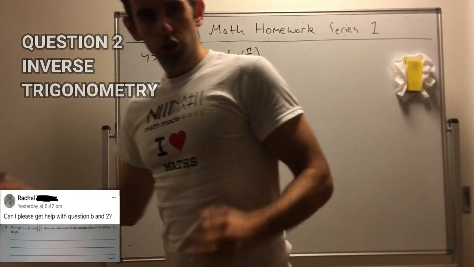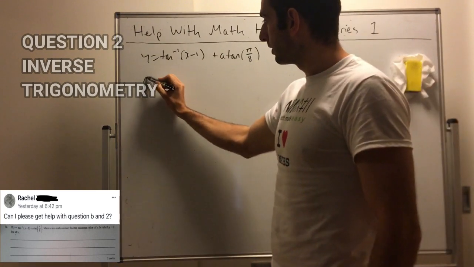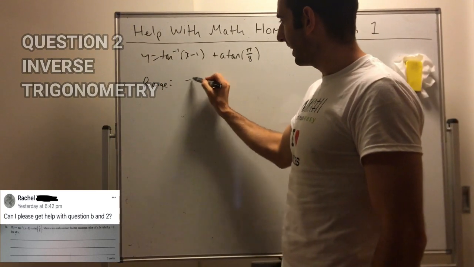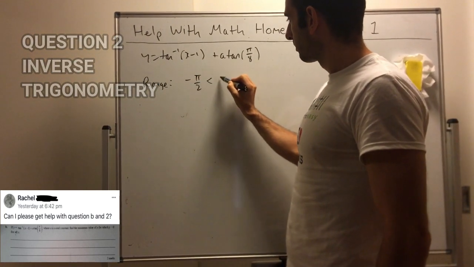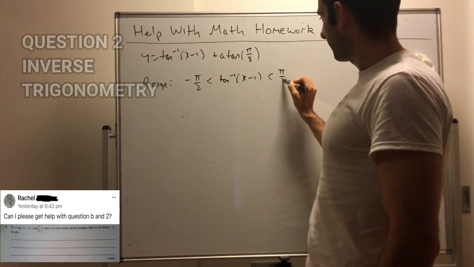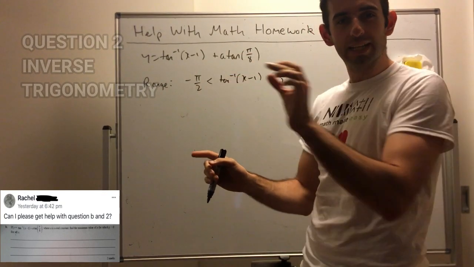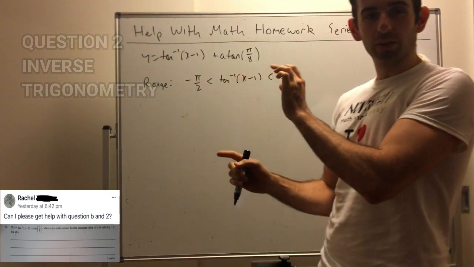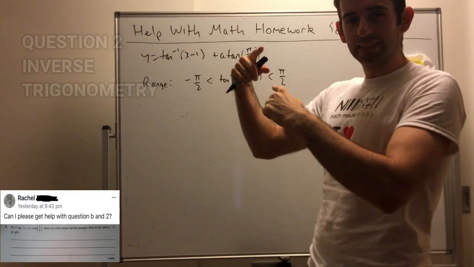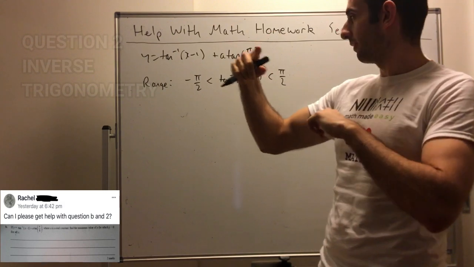Okay? So to start with this, if you know about tan inverse x, the range of tan inverse x is that. Right? Doesn't matter, because tan inverse x minus 1 just means we're shifting the curve left or right. In this case, right 1 unit. So it doesn't affect the range. So tan inverse x exists between pi on 2 and negative pi on 2. Those are the asymptotes on that curve.